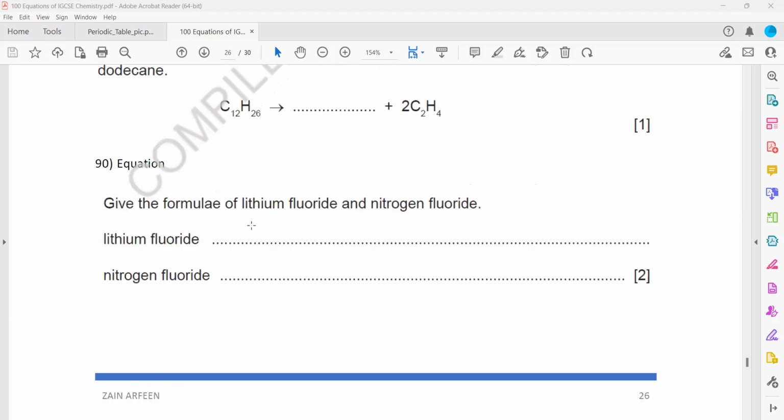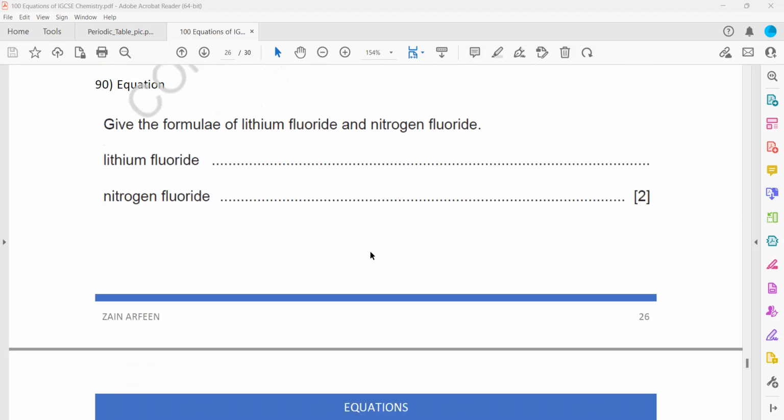Give a formula for lithium fluoride and nitrogen fluoride. Lithium fluoride: when lithium reacts with fluorine, lithium is group 1 and fluorine is group 7, so LiF. And nitrogen fluoride: nitrogen is group 5, so NF3.